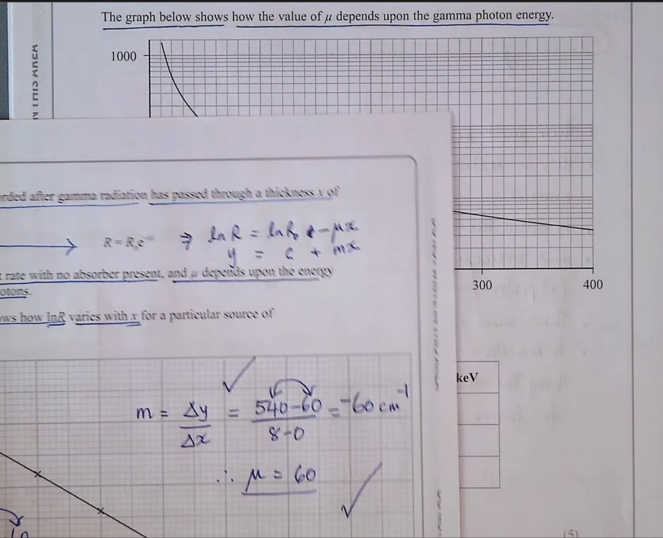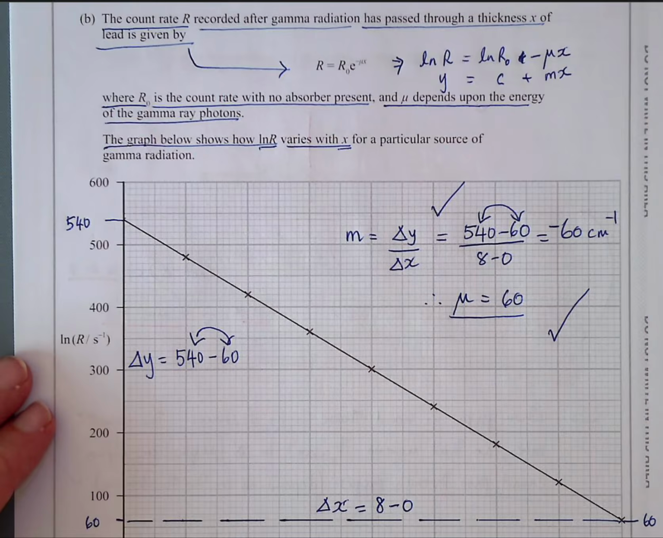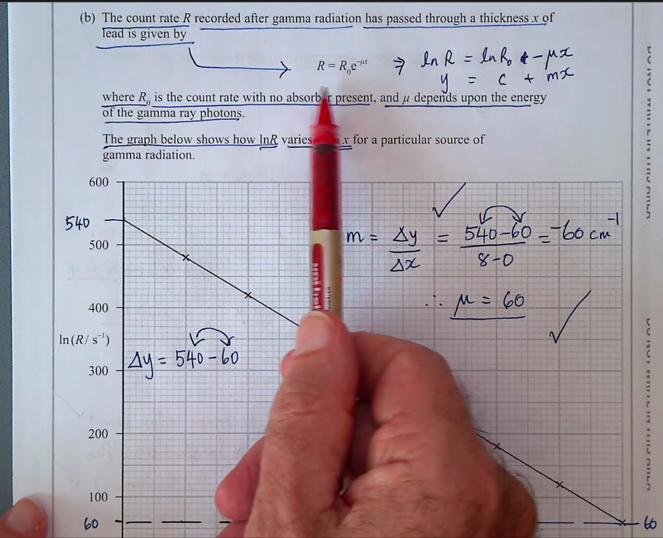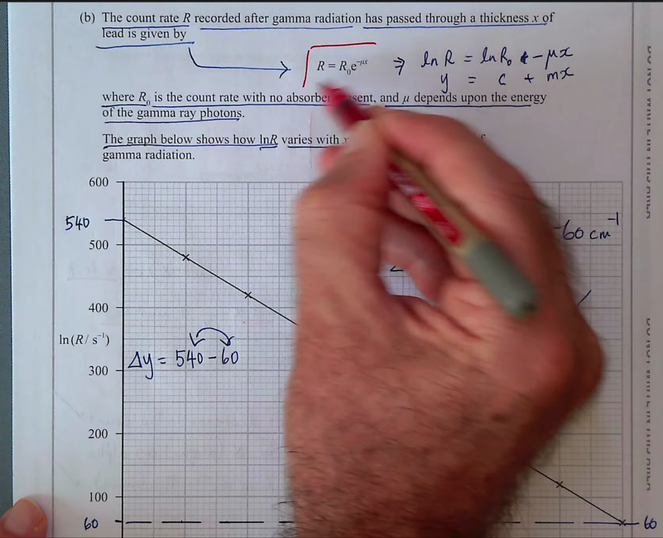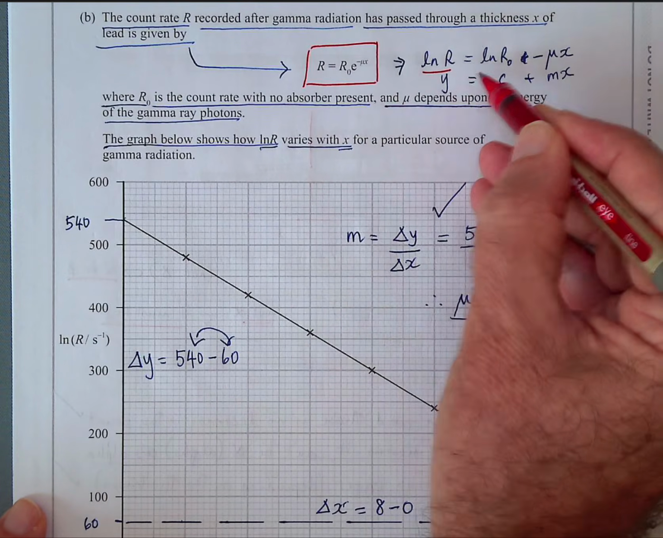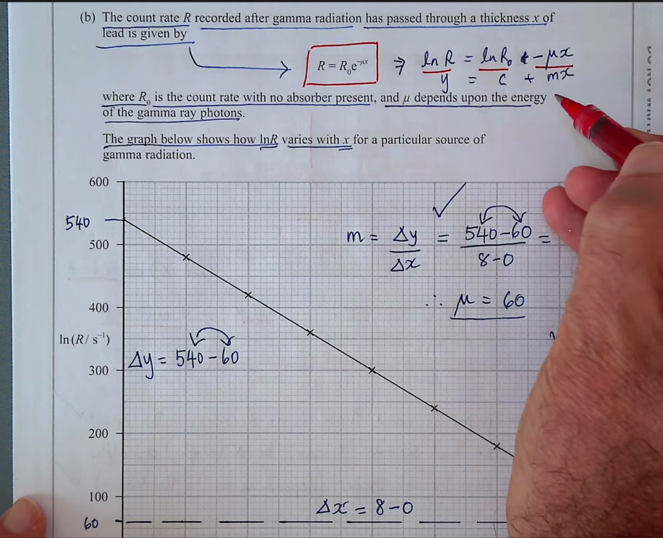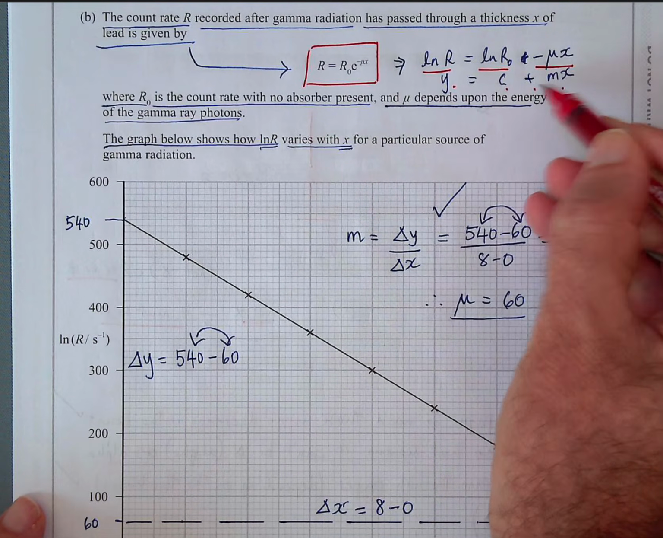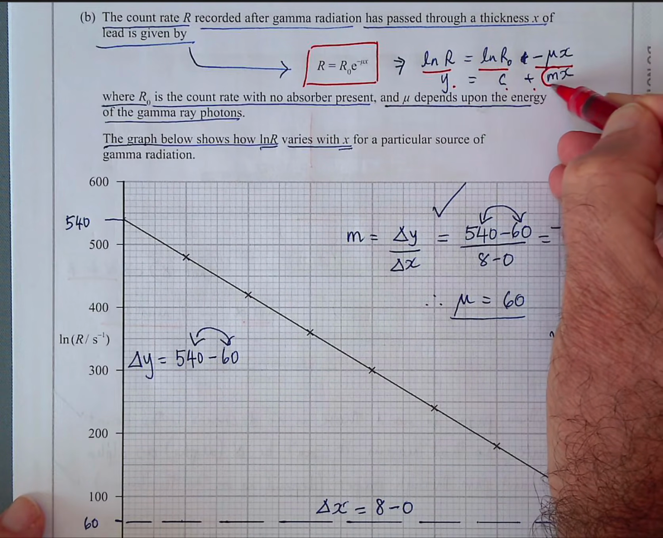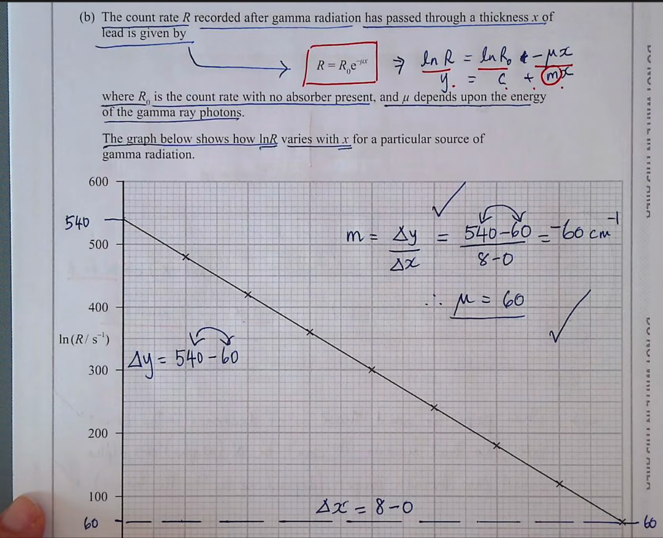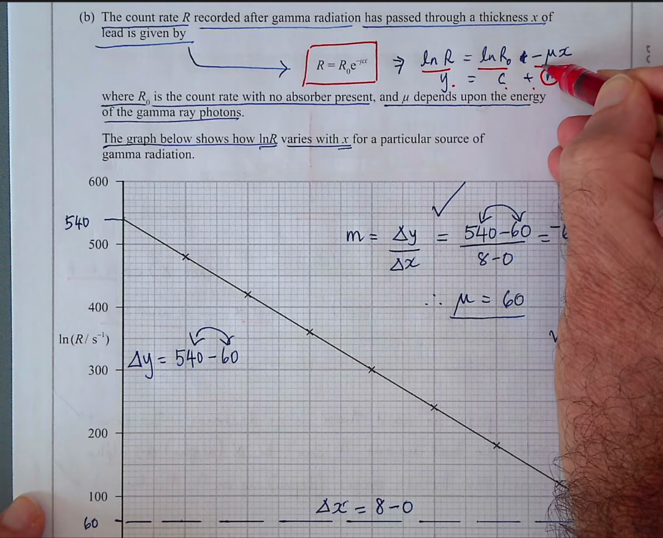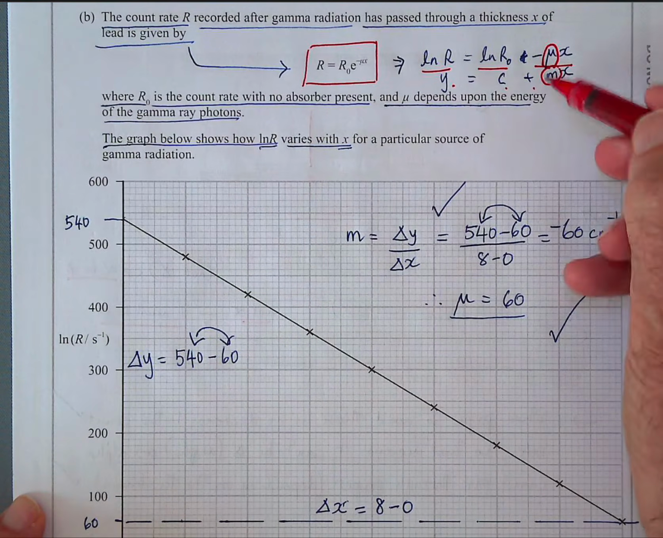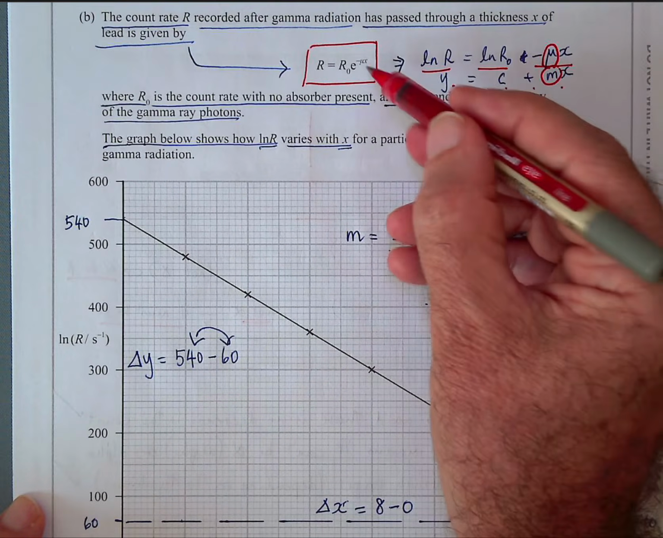Well, first part. 20b: the count rate recorded after gamma radiation has passed through a thickness of lead is given by this equation. So this is another logarithmic equation. If you take logs, log of R equals log of R naught minus mu x. So this is in the form y equals c plus mx, and if you're plotting x on the x-axis, the gradient mu is negative because it's going down. So the gradient is negative, and it gives you the value mu in this equation.